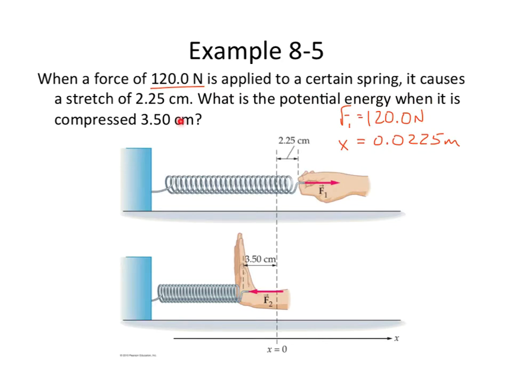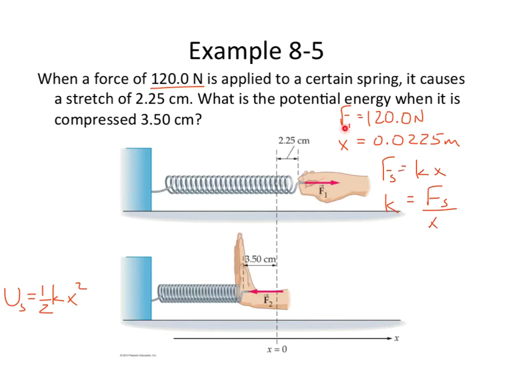Well, we just learned that the potential energy in the spring is 1/2 kx squared, but what we don't know is the k. We don't know the spring constant, the k constant. But we can use our force and our displacement up here to find the spring constant. Because Hooke's law tells us that the force in a spring equals kx, then we can say that the k is going to be the force in a spring divided by x.